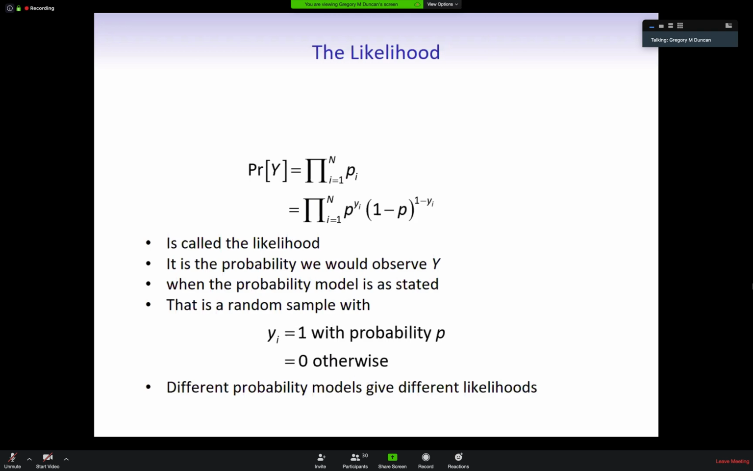Later on, there'll be regression-type parameters. Different models will give different likelihoods. We'll see that the standard ordinary least squares regression comes from a likelihood where the errors are normal. That isn't the only way it can happen, but it is a way that it can happen. Okay, so we have something called the likelihood. This gives us the probability that we observed what we observed.